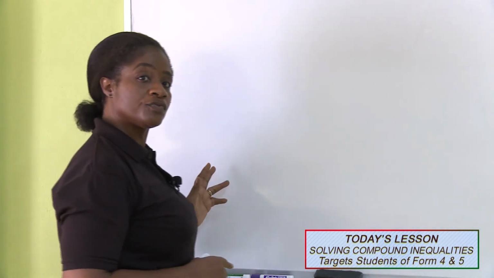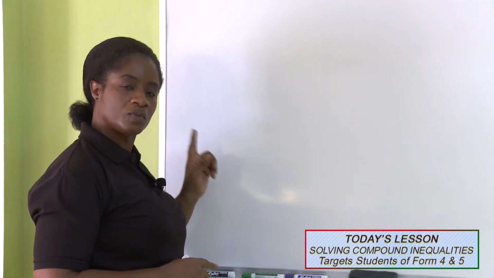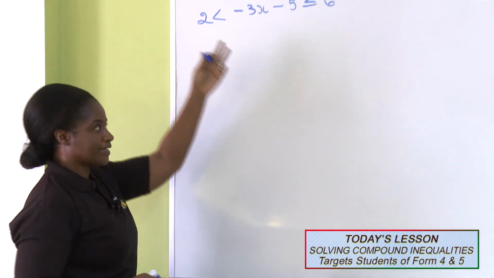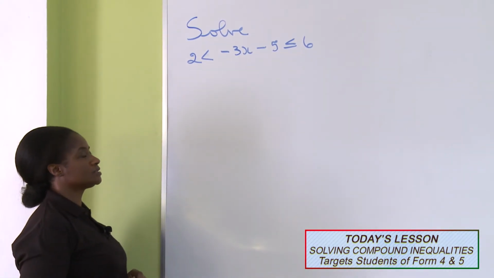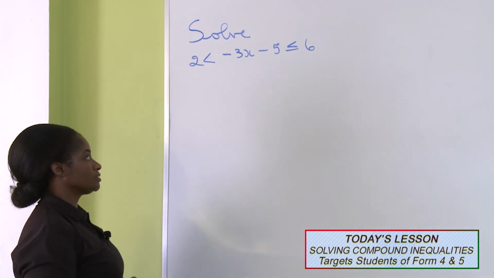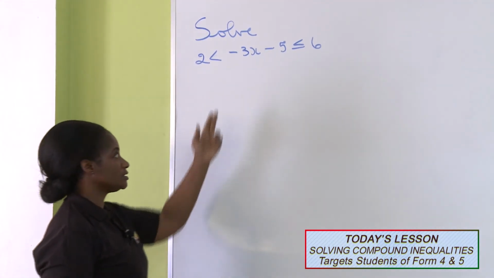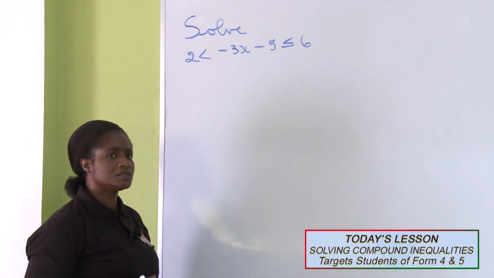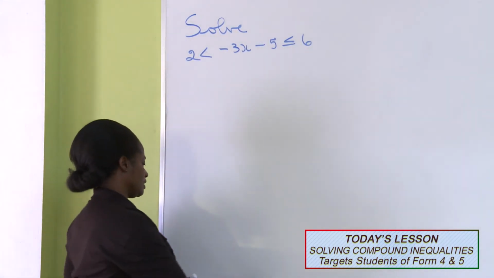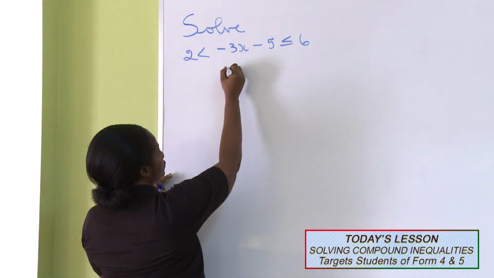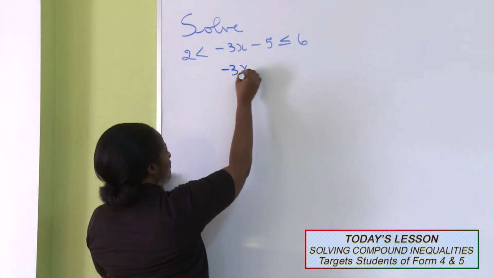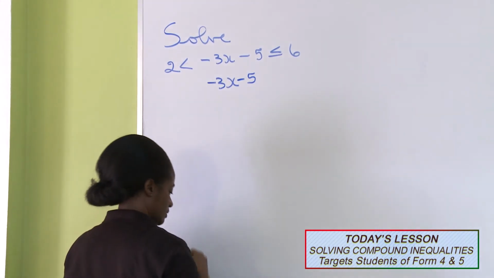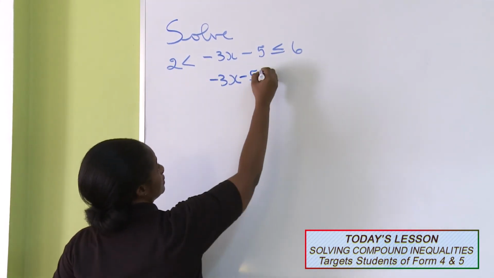I am going to walk you through the steps for question one. So there we have, we write the compound inequality first. Next, who goes first? Is it the negative 3 or is it the negative 5? It's the negative 5. So I am going to add 5 to both sides. Use a different color.